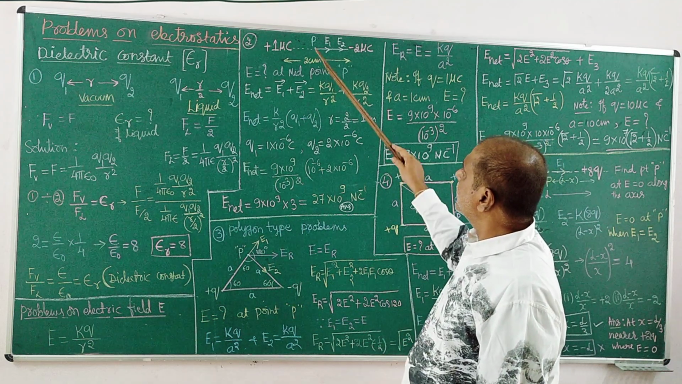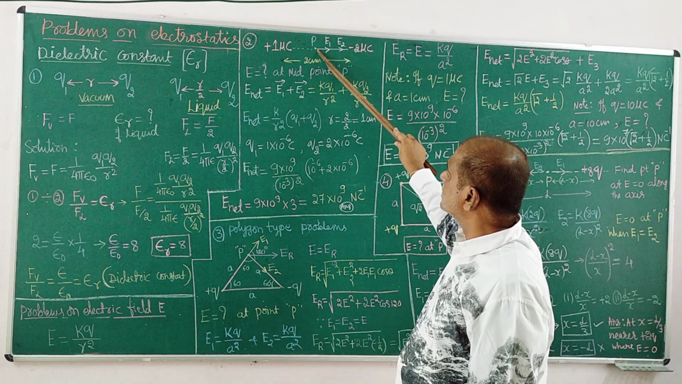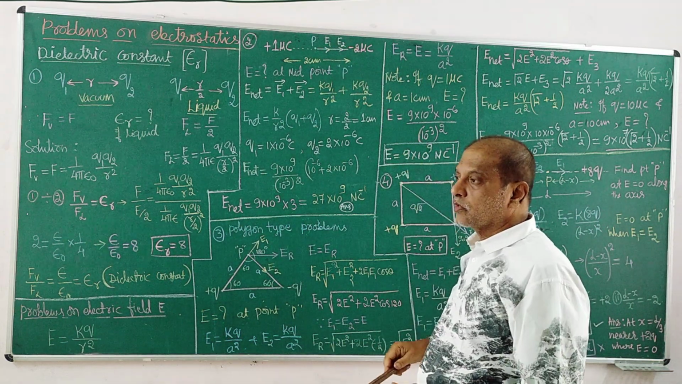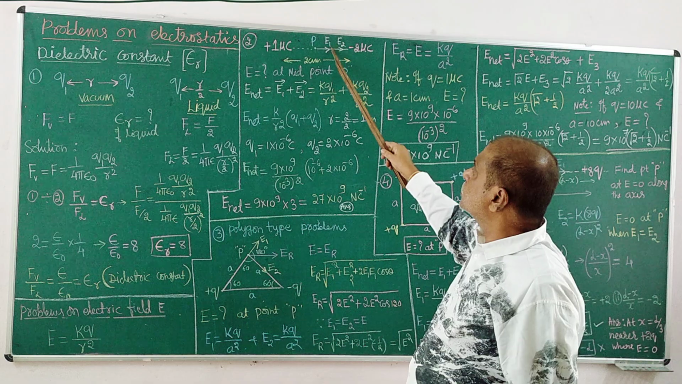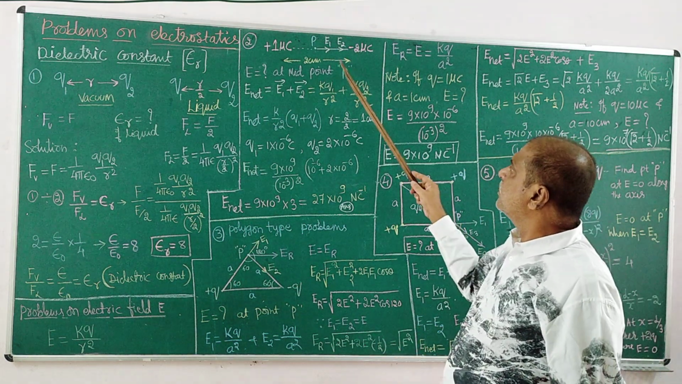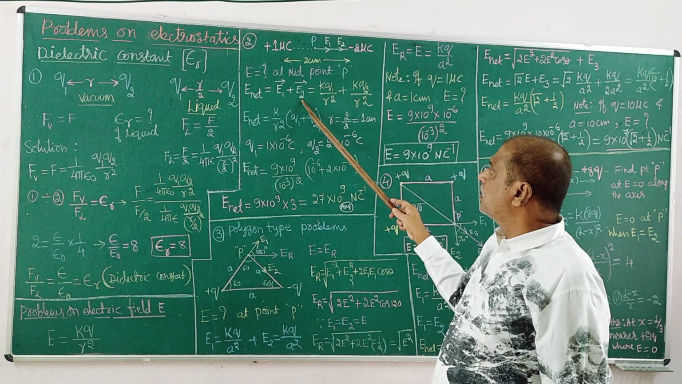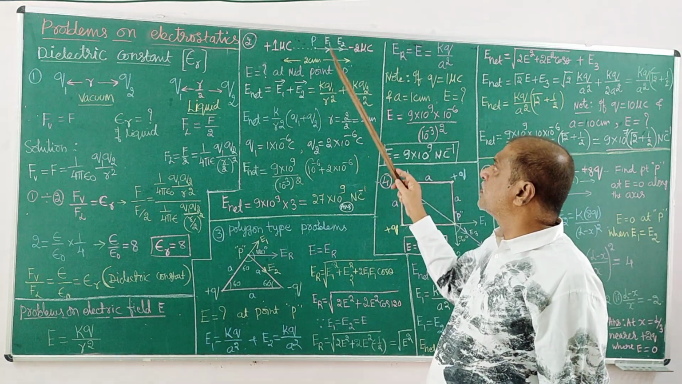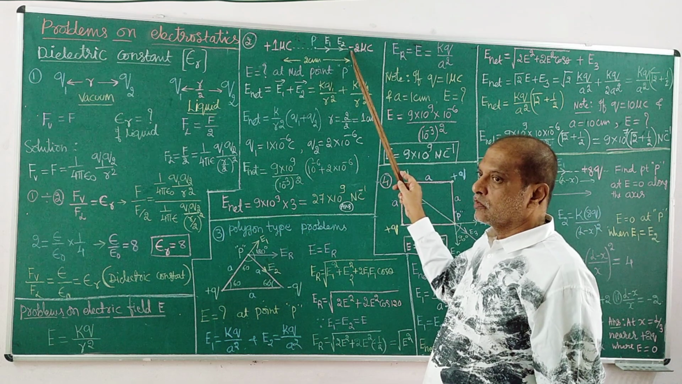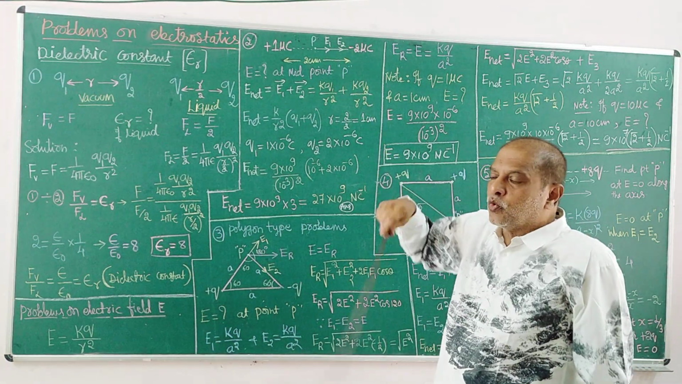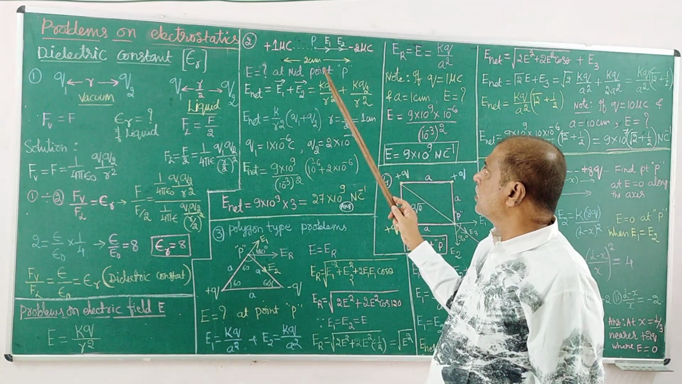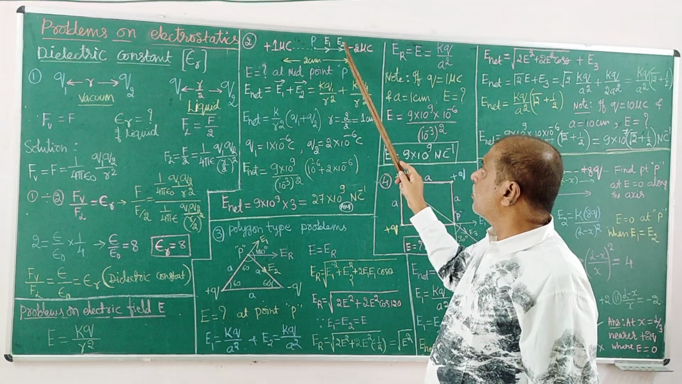What is the net electric field? Net electric field is the vector sum of these two electric fields. And the electric fields are in the same direction, so the vector sum is just the algebraic sum of these two, because there is no angle between the two vectors. Therefore, you find out what is E1 and what is E2.